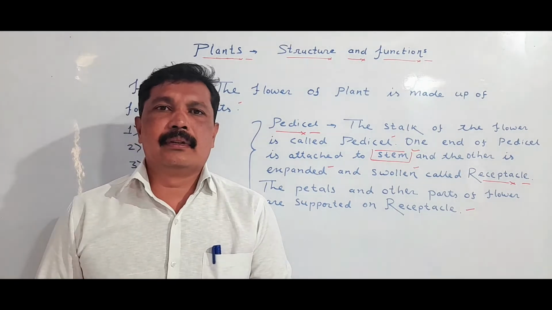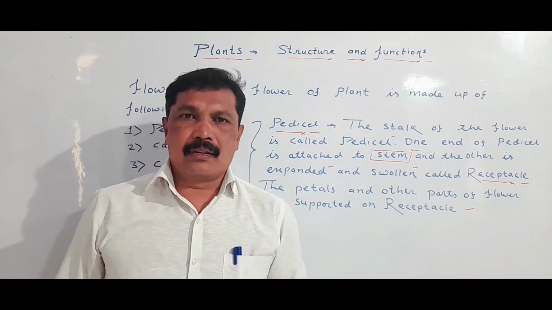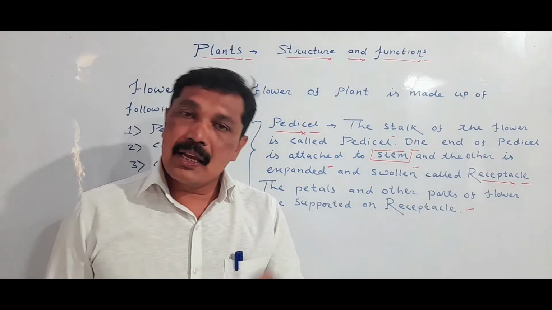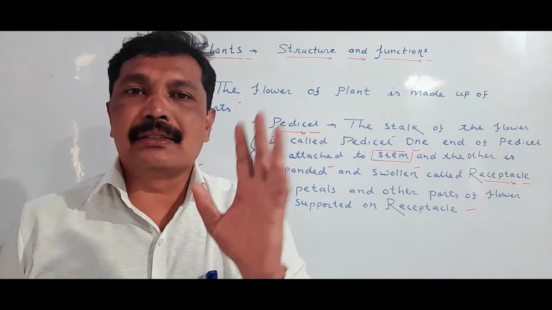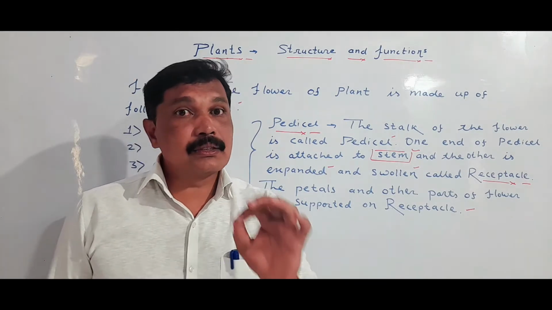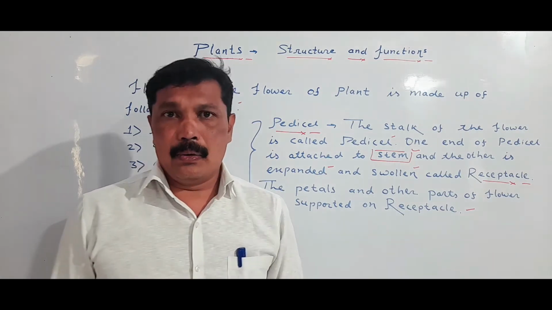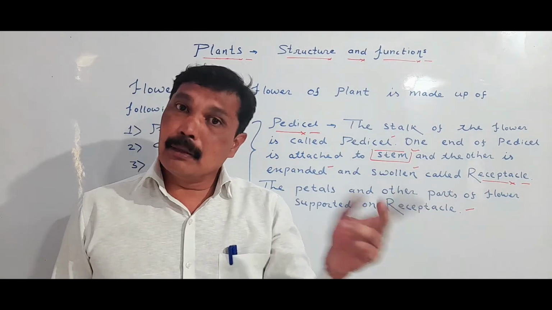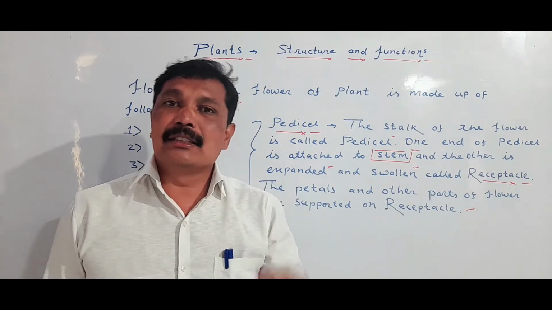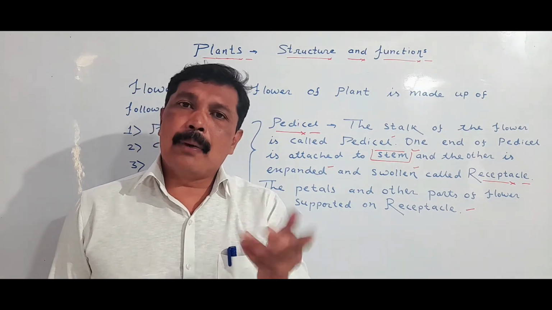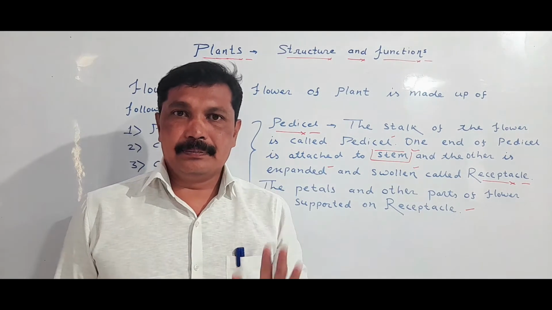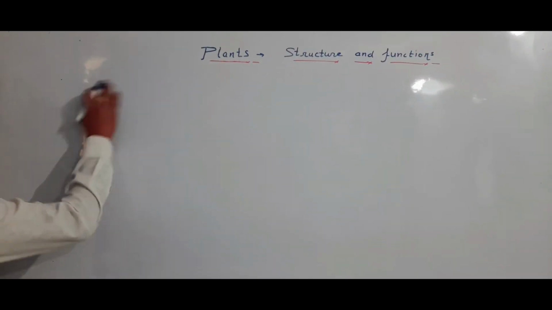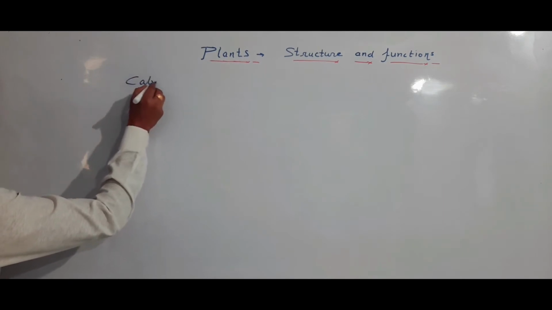My dear student, we are studying structure of flower: pedicel, calyx, corolla, androecium and gynoecium are the parts of flower. Pedicel, the stalk of a flower, is called pedicel. One end of the pedicel is attached to the stem, whereas the other end of the pedicel is expanded and swollen, and it is called as receptacle. The petals and other parts of the flower are supported on the receptacle. The next topic which we are going to study is calyx.